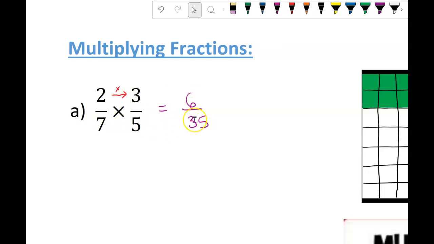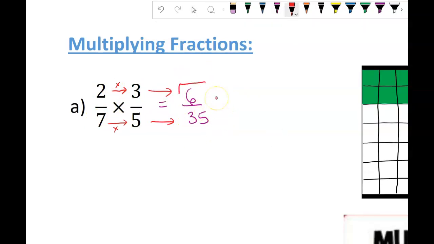And the same goes with the denominator. To get to the answer, all I would do is multiply across the denominators to get to the final answer of 35. All right, and that's what we do with multiplying fractions. We're just multiplying the numerators and multiplying the denominators to get the final numerator and denominator.